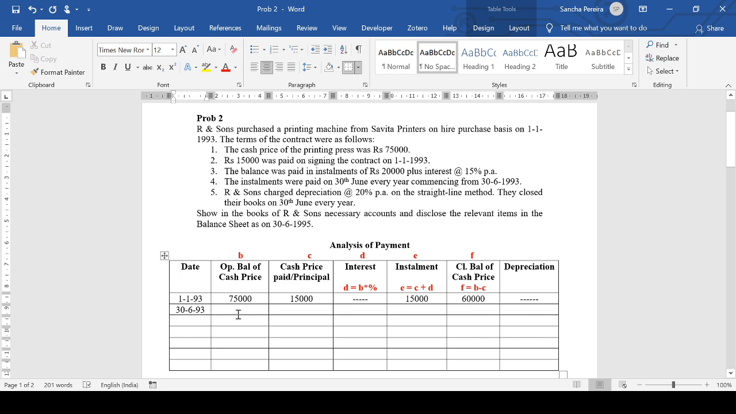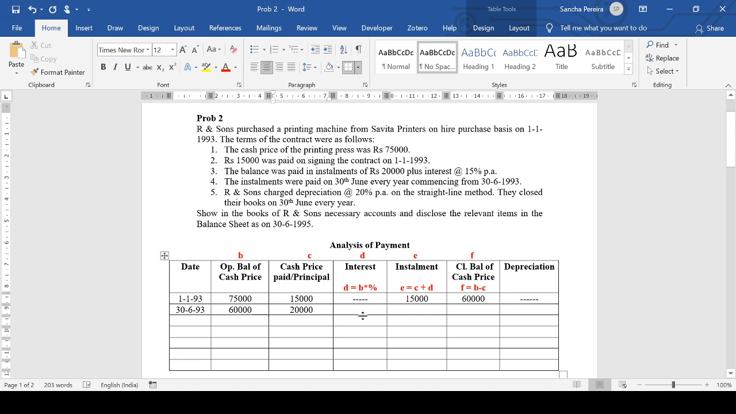30th June 93. Opening balance of cash price will be the previous closing balance. Now, what are we going to write here? Right now, I said the balance was paid in installments of 20,000 plus interest at 15% per annum. Even though they said installments of 20,000, we can't write 20,000 here directly because the installment is 20,000 plus the interest. So basically, 20,000 here is the cash price. I hope you've understood this. Why I'm writing 20,000 as cash price is because the installment is 20,000 plus something more.